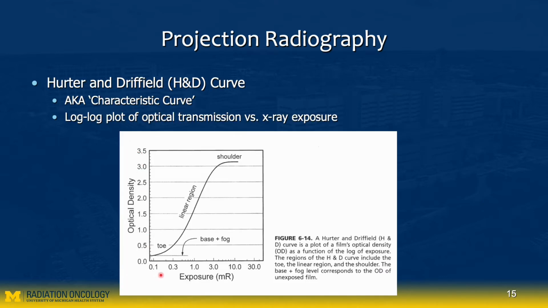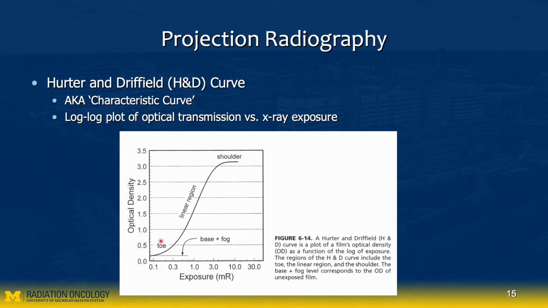So here we are plotting radiation exposure, basically the amount of radiation, and the y-axis is optical density. So the more radiation there is, the darker the film gets. You will typically have some relationship like this, and each film has its own inherent characteristic. This is the Hurter and Driffield curve, the H&D curve, also known as the characteristic curve. It is a log-log plot, because optical density itself is a log.